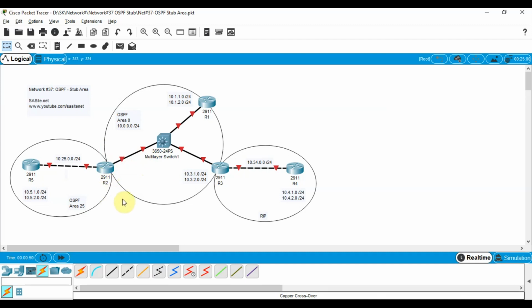How does it work? In today's topology, we have OSPF area 0. Router 1, router 2, and router 3 are connected via a multilayer switch. This switch works as a connector between these routers only, with no specific configuration on it. We have an OSPF area 25 between R2 and R5, and we have a RIP network between R3 and R4.